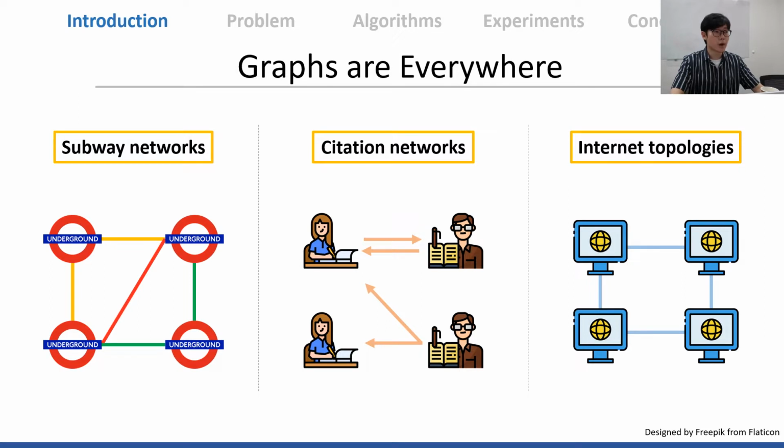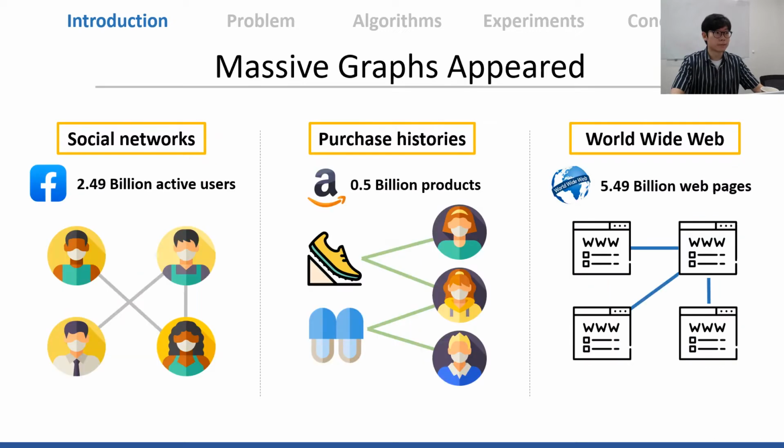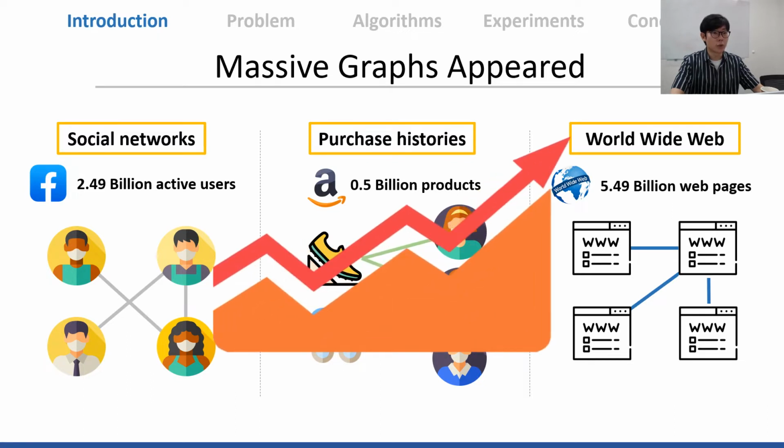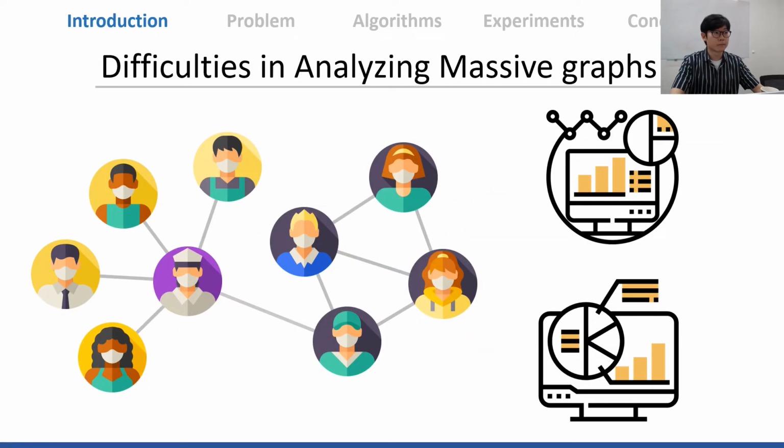Graphs are everywhere, and various information can be modeled with graphs. For example, graphs naturally represent subway networks, citation networks, and internet topologies. As the underlying data are accumulated rapidly, massive graphs have appeared: social networks, purchase histories, and the World Wide Web, to name a few. They have millions or billions of nodes and edges, and their numbers are exponentially growing, even at this moment.